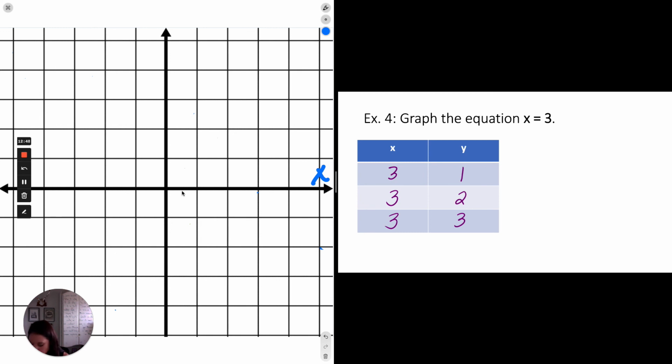So when we plot this, we're going to go over 3 on the x-axis. Okay. And here's my point. Now when x is 3, y is 1. When x is 3, y is 2. So it's any of these values on the y-axis. I draw my line. And it's just a straight line down. And this is my answer.